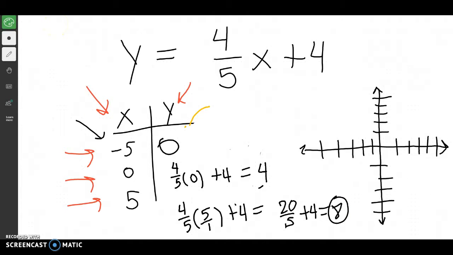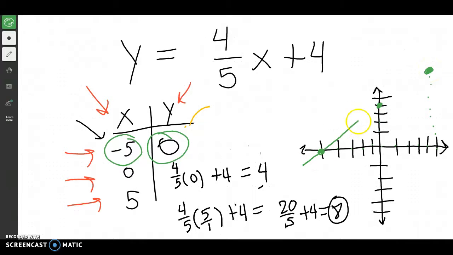Now I'm just going to graph these. These are my X's, these are my Y's. So I would go over -5, 1, 2, 3, 4, 5, and I'd go up 0. So there's my first point. For this one, I would go over 0 and up 1, 2, 3, 4. And for this point right here, I would go over 1, 2, 3, 4, 5, and up 8. So 1, 2, 3, 4, 5, 6, 7, 8. So about right here somewhere.